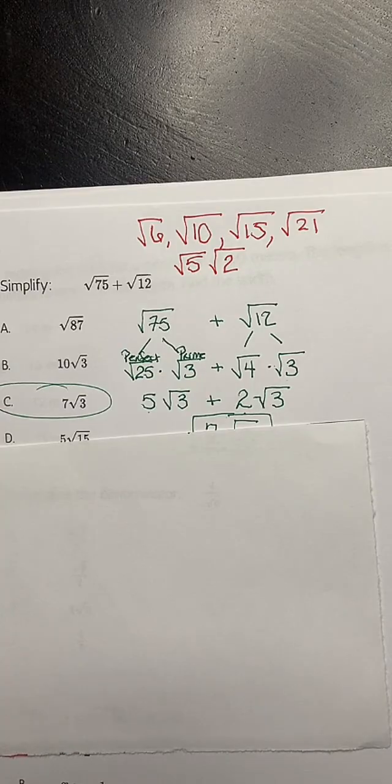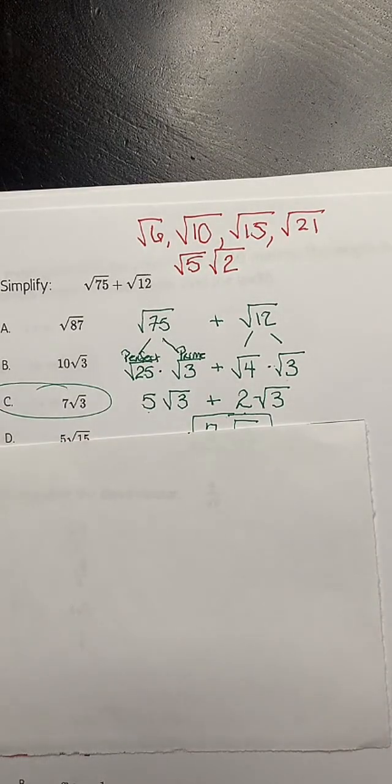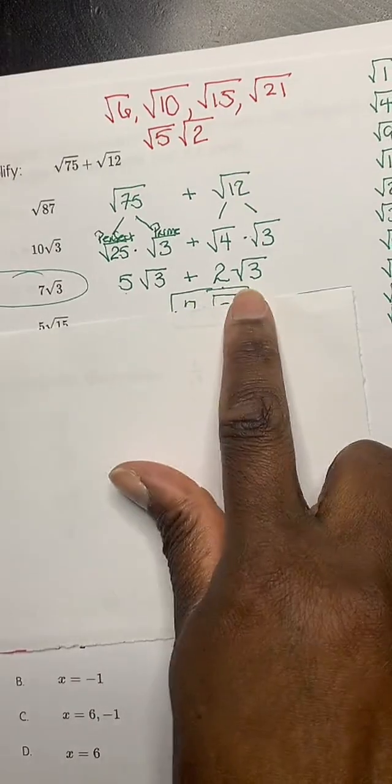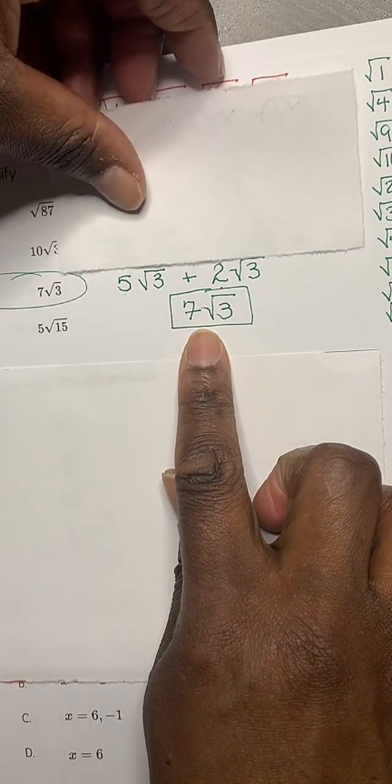When you're adding and subtracting and you're dealing with radicals, you want to make sure you are breaking stuff down. You have to have the same radicals in order to combine. So there you go.